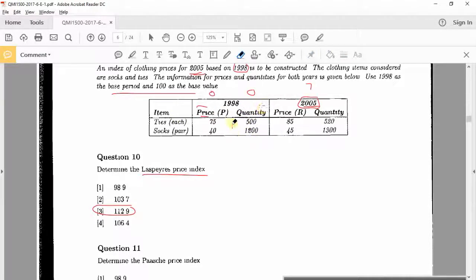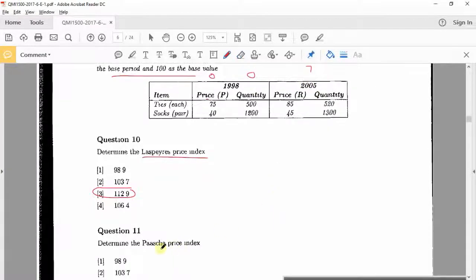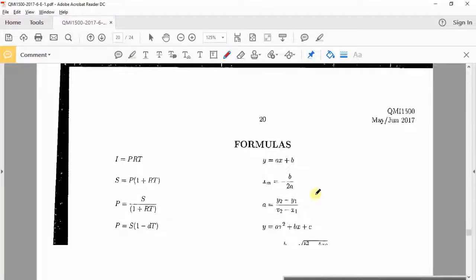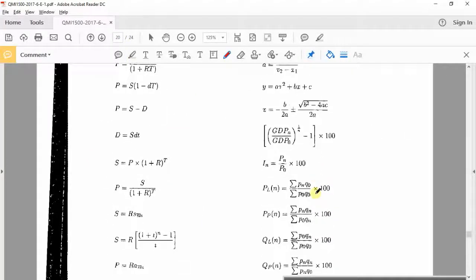Okay, next one is the Paasche index. Go to page 20 and get the Paasche formula. Can you stop for a moment? I just want to ask something about the Laspeyres. Just ask, because remember I'm recording it separately, so I have to keep going.